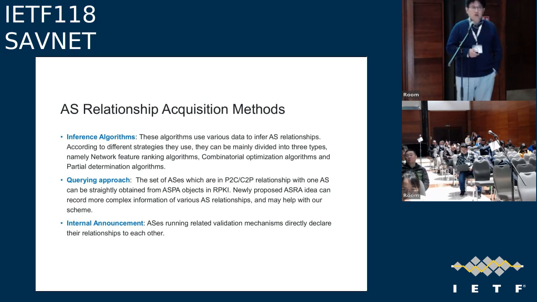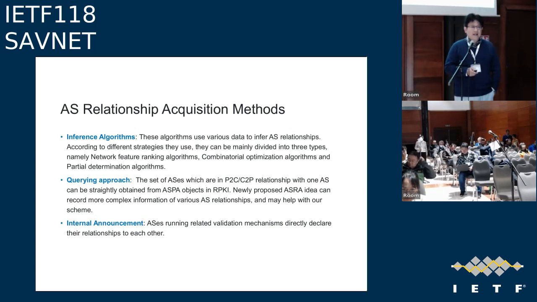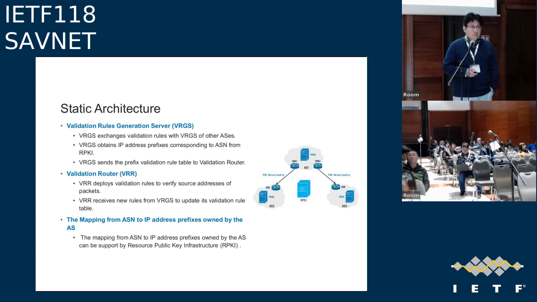The second is a querying approach. The set of ASes which are in P2C or C2P relationship with one AS can be strictly obtained from ASPA objects in RPKI. The newly proposed ASRA idea can record more complex information of various AS relationships and may help with our scheme. Thirdly, internal announcements. ASes running related validation mechanisms directly declare their relationships to each other.